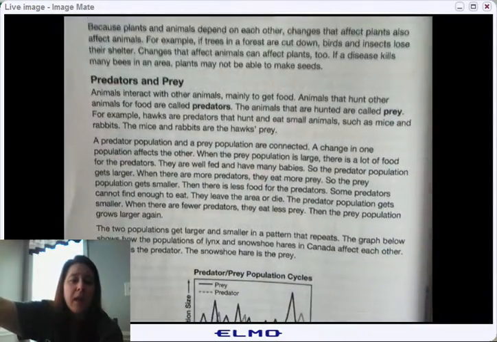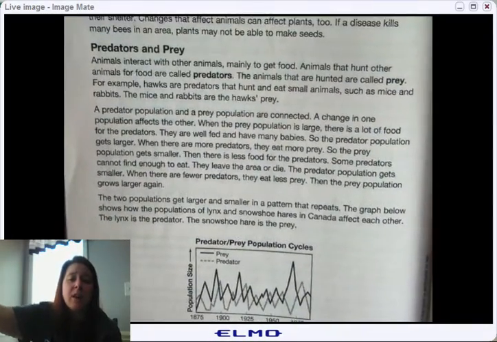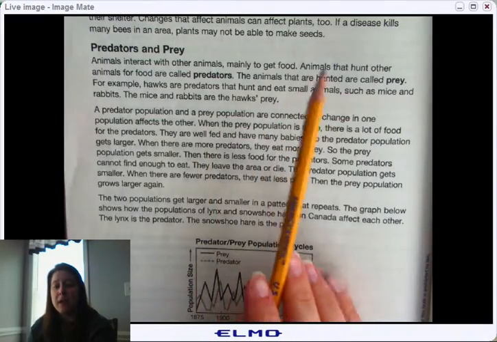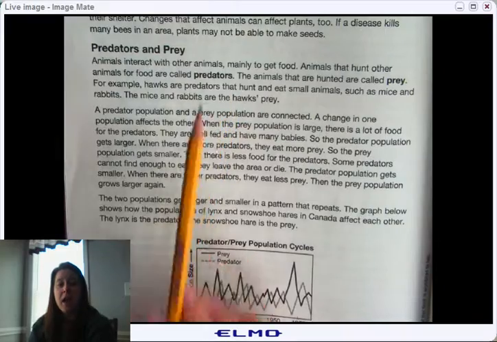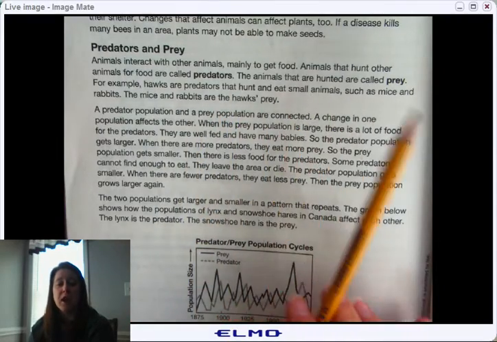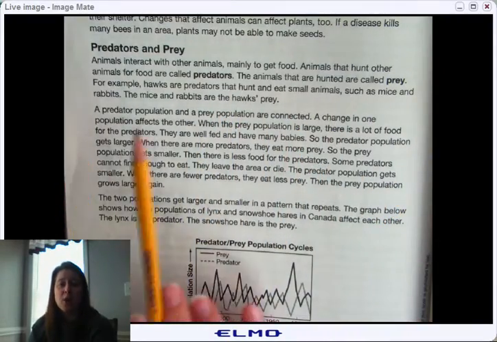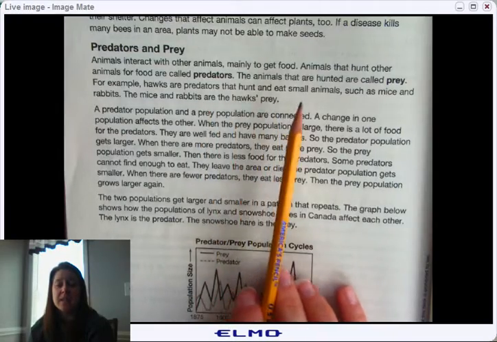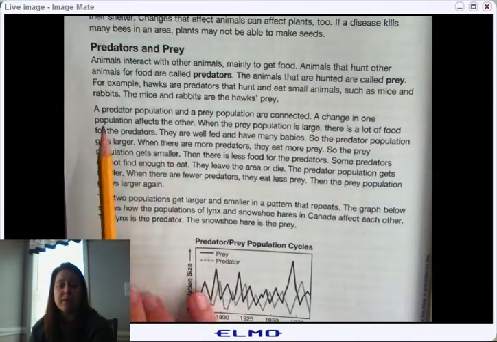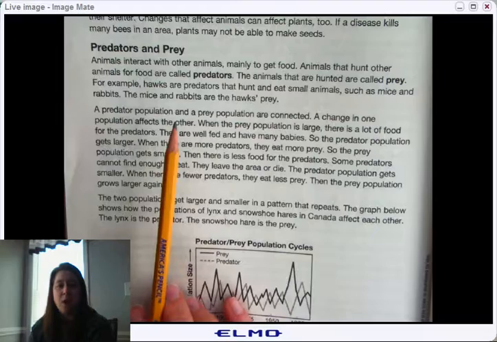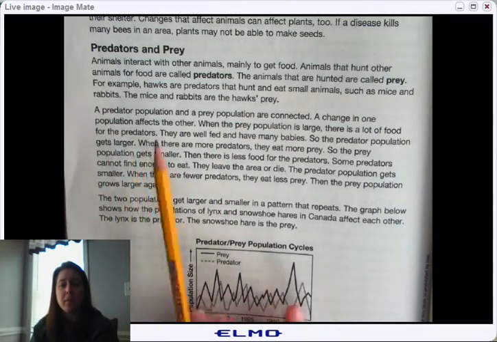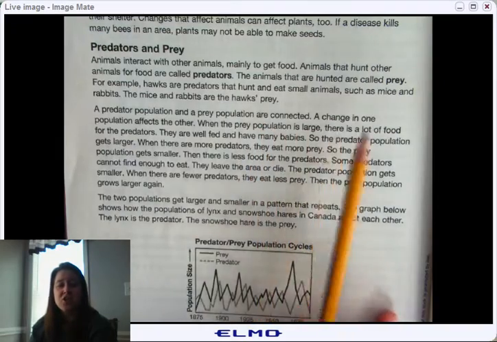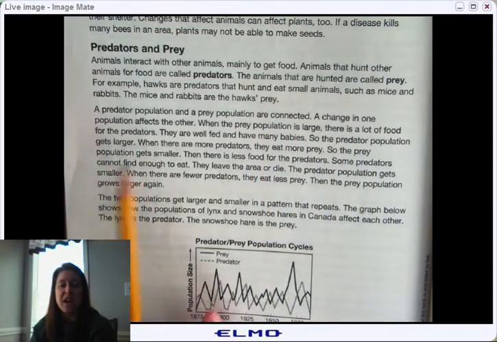Predators and prey. Animals interact with other animals, mainly to get food. Animals that hunt other animals are called predators. Animals that are hunted are called prey. For example, hawks are predators that hunt and eat small animals such as mice and rabbits. The mice and rabbits are the hawk's prey. A predator population and prey population are connected. A change in one population affects the other.